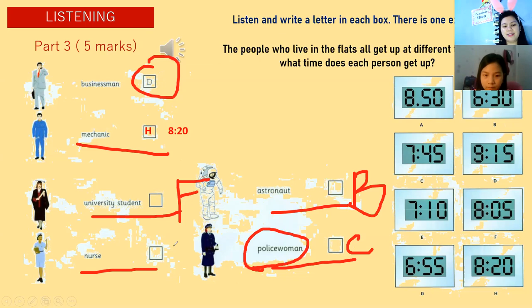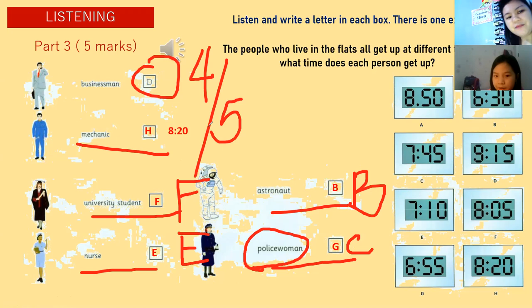Okay, and the last one, the nurse. My answer is E. E or A? E. E. This one? Yes. Okay, so let's check. Mechanic is H. University student F. E, nurse. Astronaut B and policewoman. Oh, policewoman is letter G. It's 6:55. But your answer is 7:45. Okay, it's okay. In this activity, you got a score of 4/5. For part 3, you got 4/5.